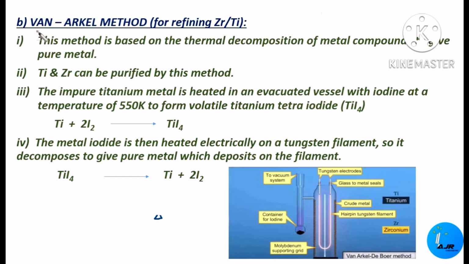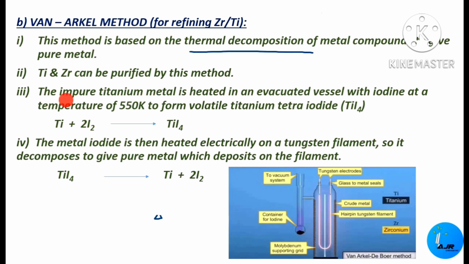So see the next process, that is the Van Arkel method. This is used for refining zirconium and titanium. Actually this method is based on the thermal decomposition of the metal compounds to give pure metal. Here we are using thermal decomposition, that means at high temperature this process will take place. Titanium and zirconium can be purified by this method.